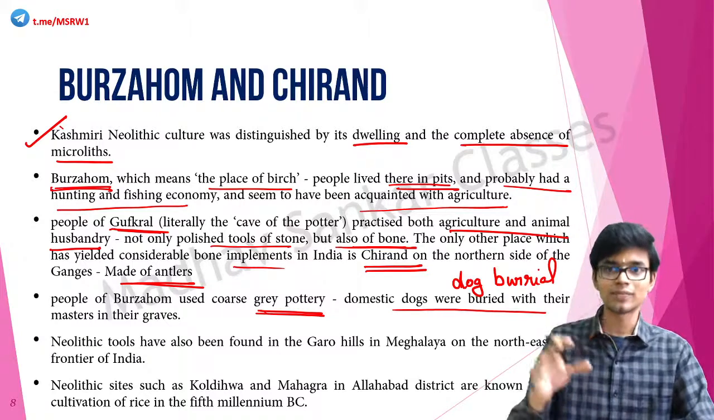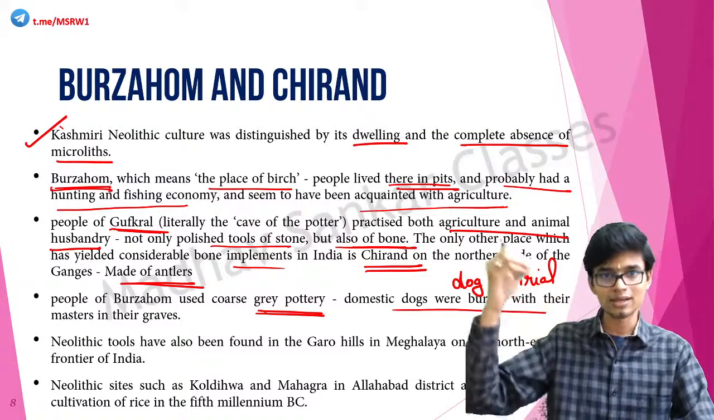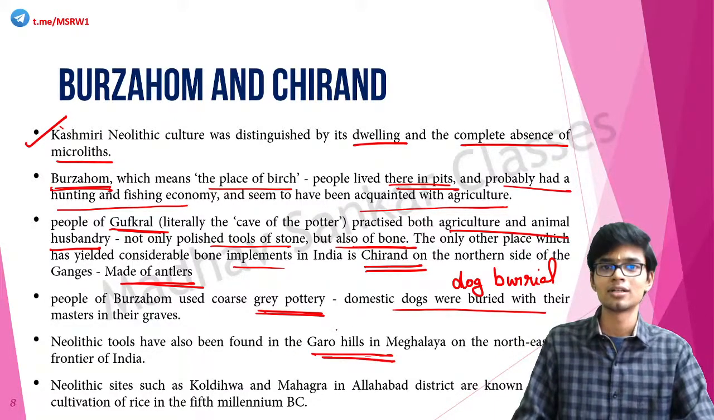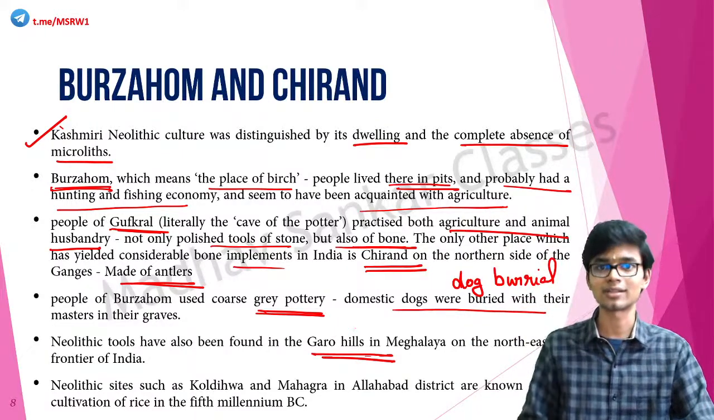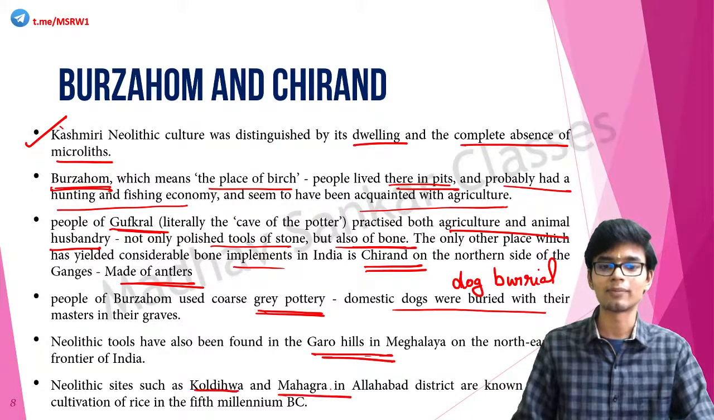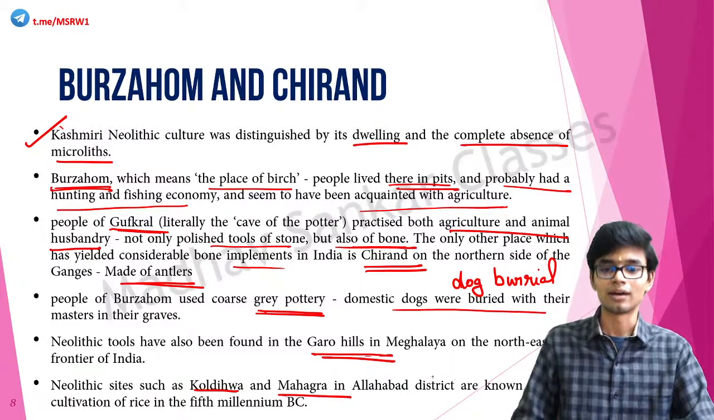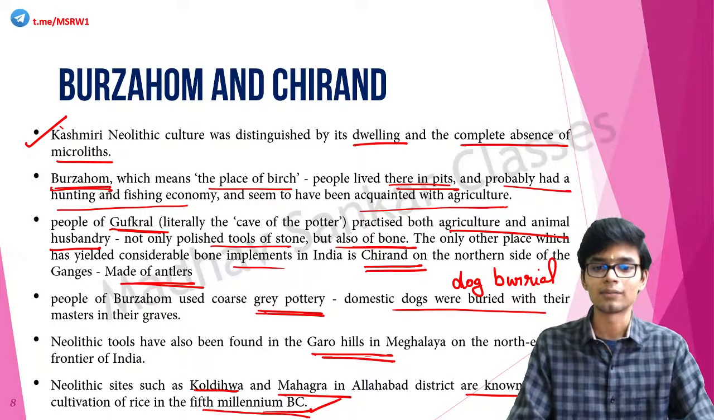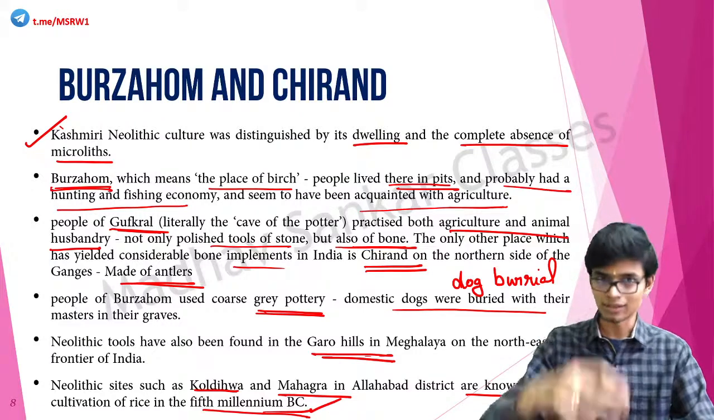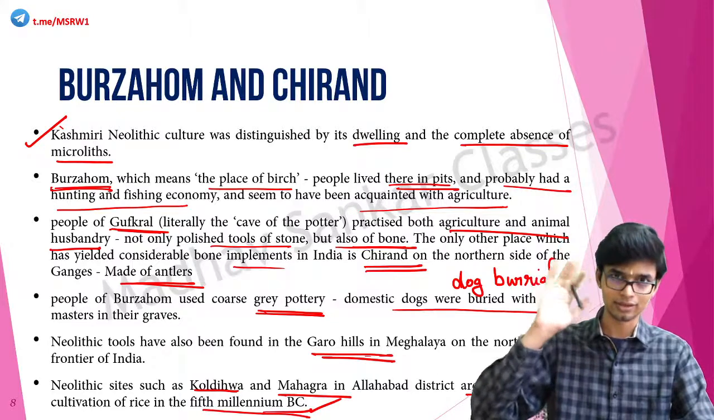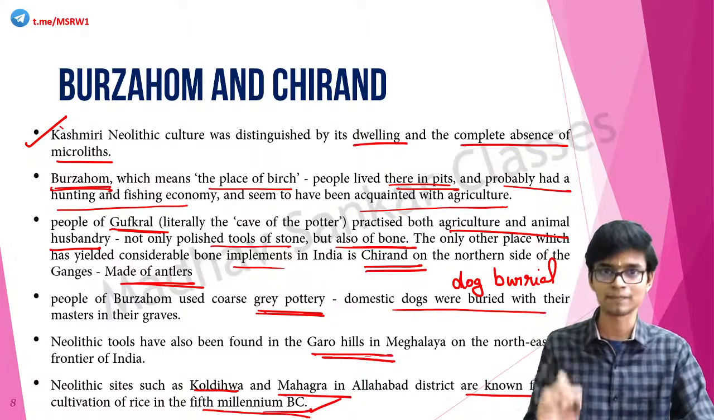So just like Kashmir or just like Chirand, we also find some sites in other parts of the country. For example, we have Neolithic tools that have been found in the Garo Hills in Meghalaya. So a site in northeastern India has characteristics of a Neolithic site. Then we have Neolithic sites such as Koldihwa and Mahagara in Allahabad district, which are known for the cultivation of rice in the 5th millennium BC. Koldihwa and Mahagara in Allahabad district, that is in Uttar Pradesh. Here we find evidence of rice cultivation as far back as the 5th millennium BC.